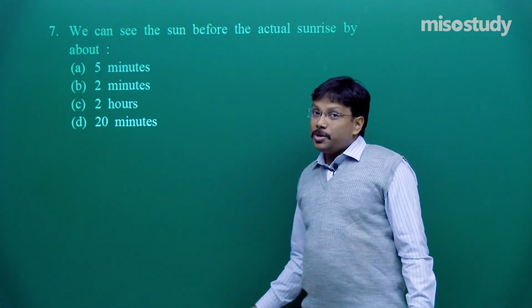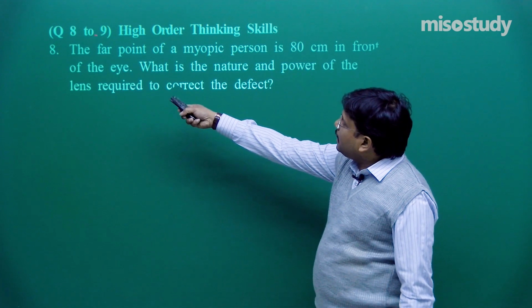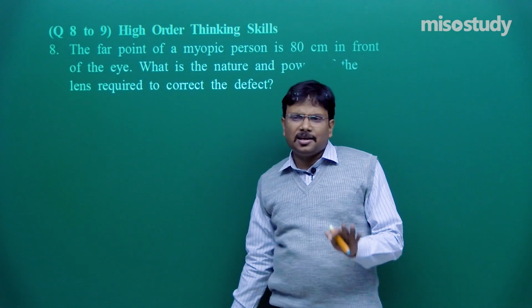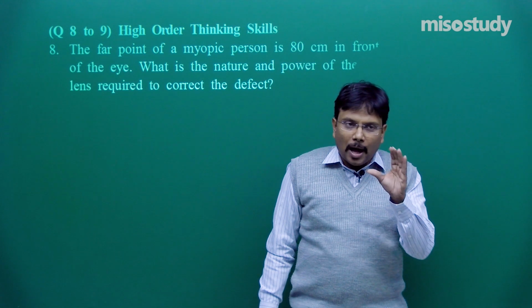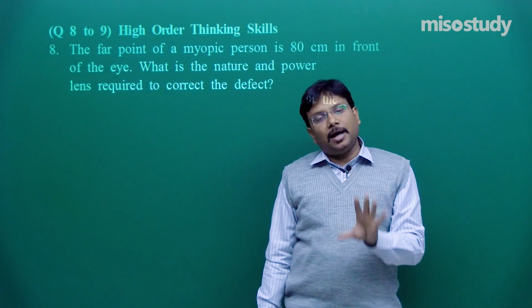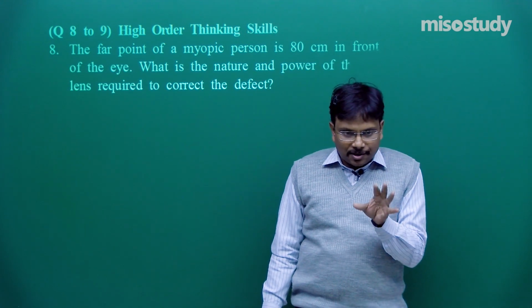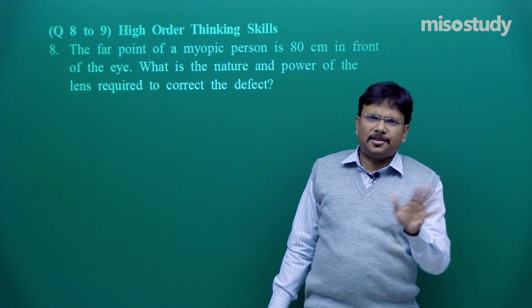Then comes question number 8, and questions 8 and 9 are high order thinking skill questions. Now, high order thinking skill is not something difficult. It is like you have to read, think, and only then answer. In these types of questions, there is a somewhat different approach associated. That is the difference, nothing else.